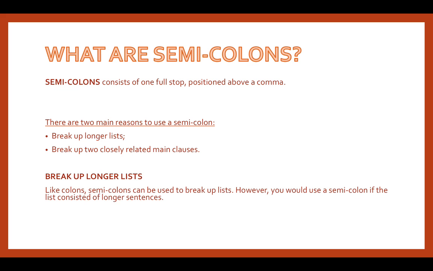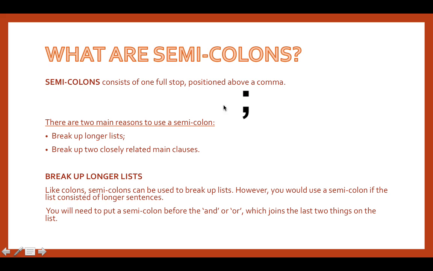Okay, so breaking up longer lists. Like colons, semicolons can be used to break up lists. However, you would use a semicolon instead if the list consisted of longer sentences. So you need to put a semicolon before the "and" or the "or", which joins the last two things on that list. Here is what a semicolon looks like. You've got the full stop positioned above a comma.